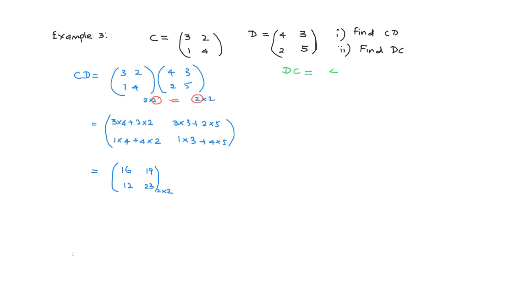Let's find DC. DC is [4, 3; 2, 5] times [3, 2; 1, 4]. That is C. So this is also 2 by 2 and 2 by 2. So here columns equal rows. We can define DC. Here you have to multiply this row, this column, this row, this column, and this row, this column, this row, this column. What's the order of the resultant matrix? That is 2 by 2.